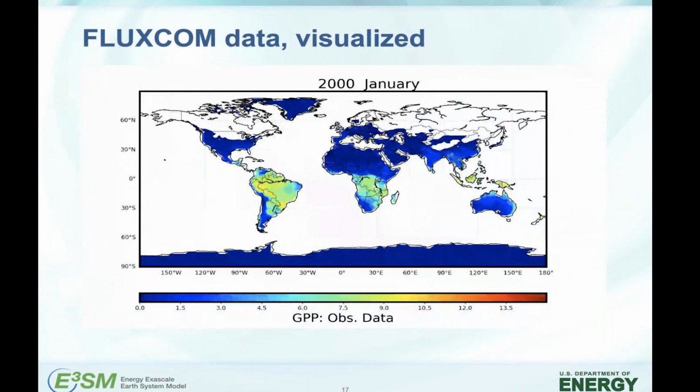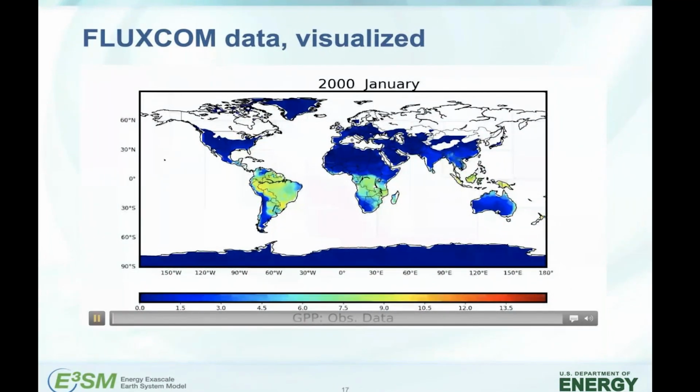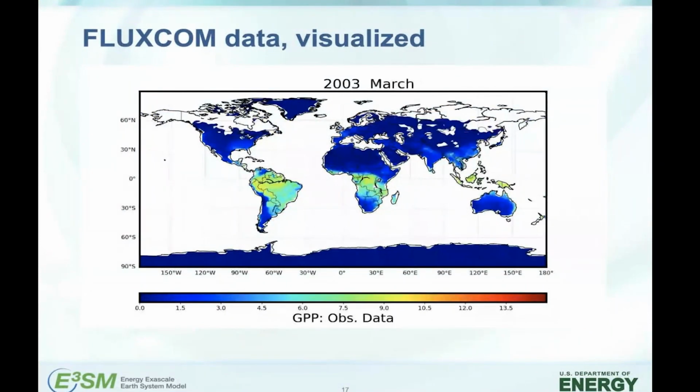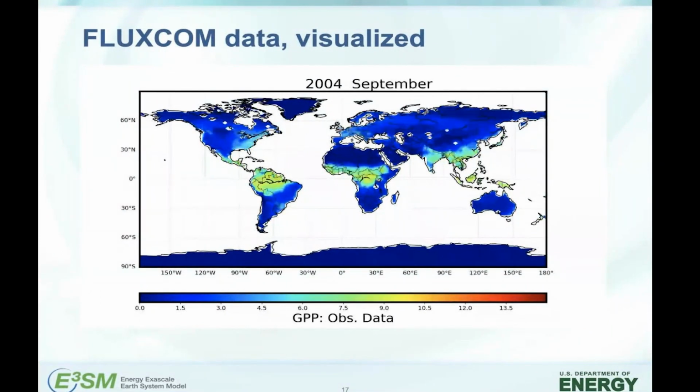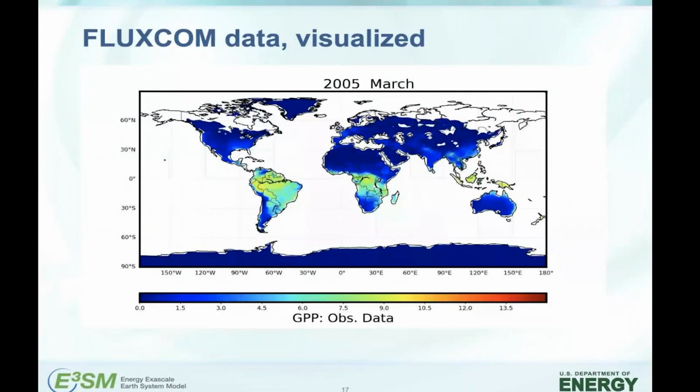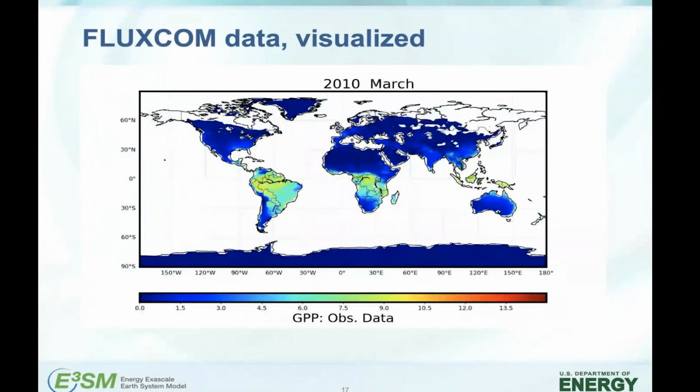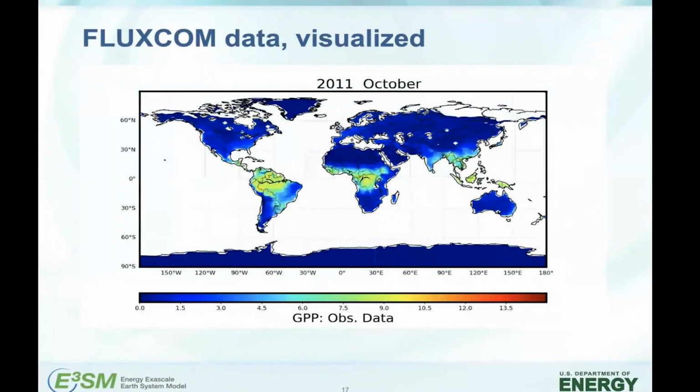And this is the visualization of the FLUXCOM data. This is the same type of video that you saw before for the model, but this is the observational data. We kept the color map the same, up to 15. You can see it never gets red. Really, the observational data is below the model mean. The model is typically over-predicting compared to the observational data.